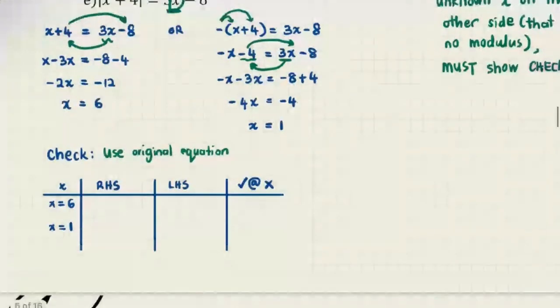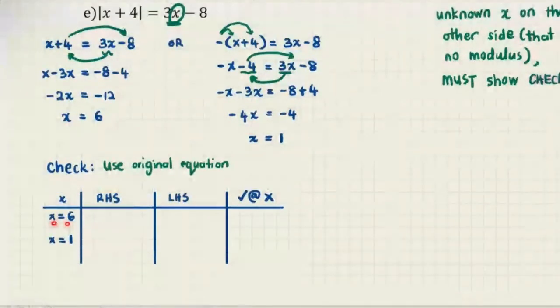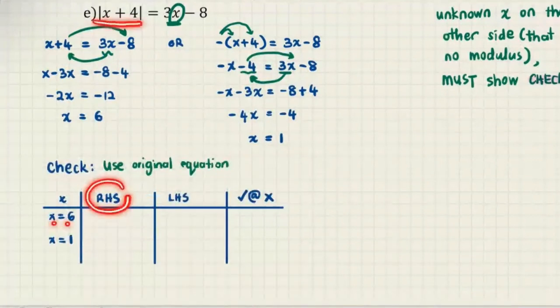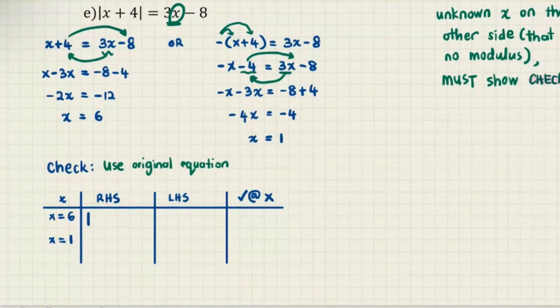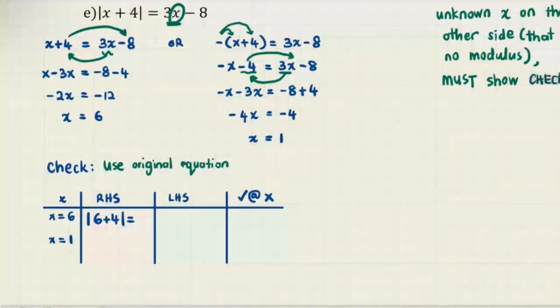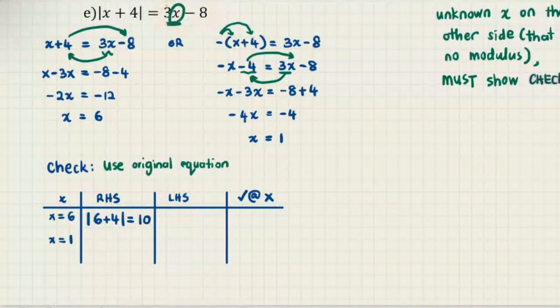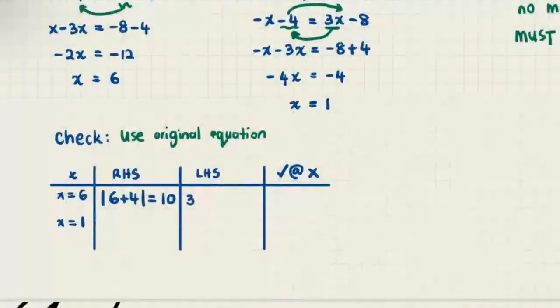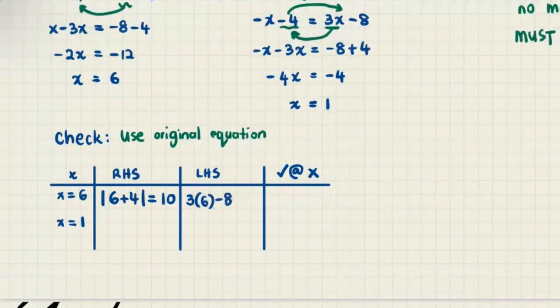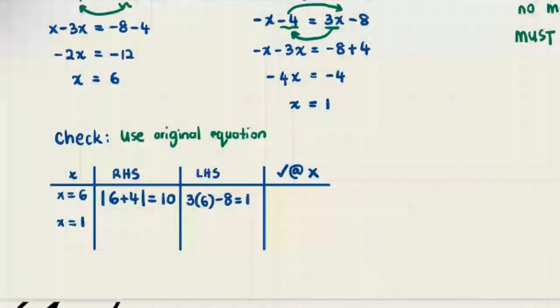Let's look here. So x equals 6. So the right hand side of the original equation is the modulus of x plus 4. So modulus of 6 plus 4, and here what do we get? 6 plus 4 is 10. Okay, and then on the left hand side, we substitute into our original equation, 3x minus 8. So 3x minus 8, how much is this? 6, 12, 18. 18 minus 8 we get 10.